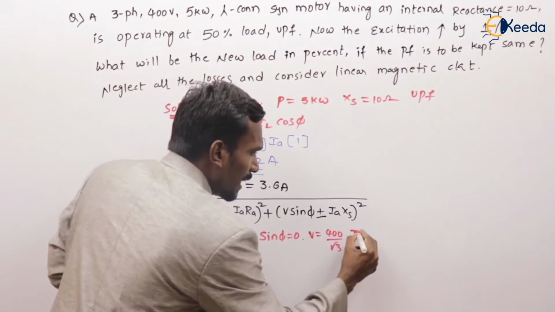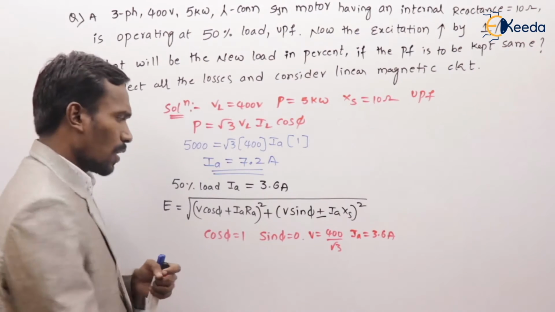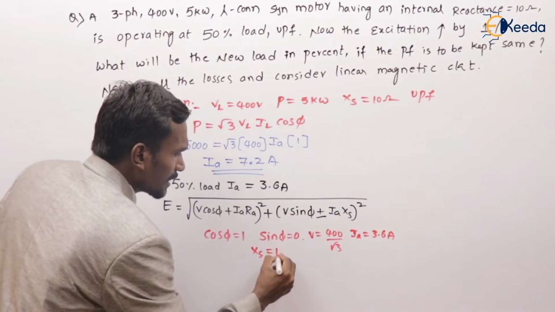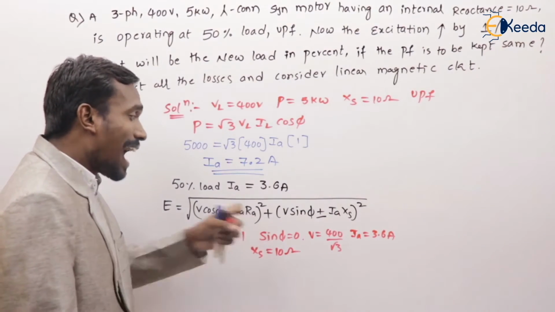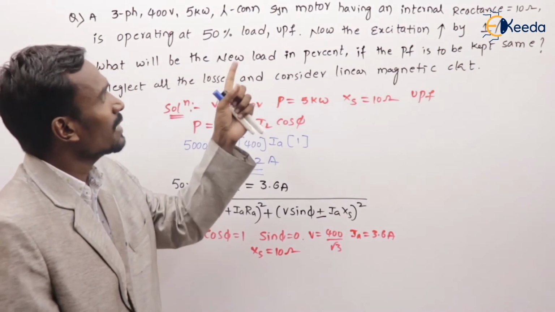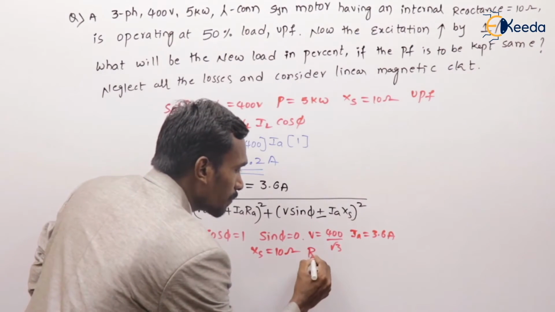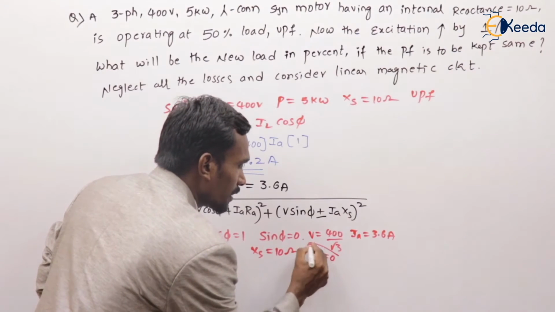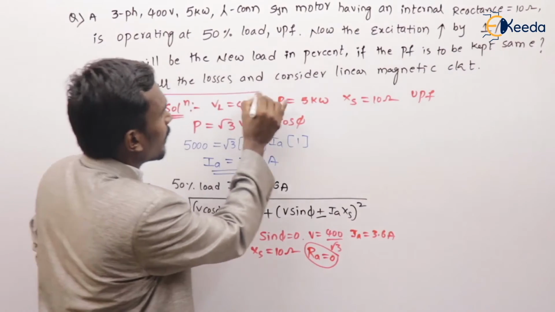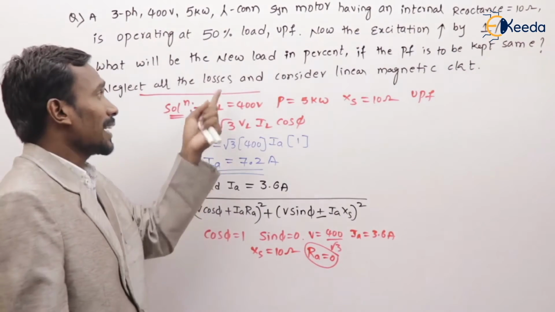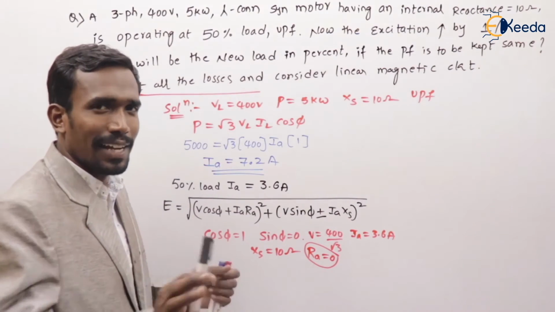What is IA? IA is equal to 3.6 amperes. What is XS? XS is equal to 10 ohms. What about RA? They said there is no RA. Armature resistance is neglected, and they also said to neglect all the losses.